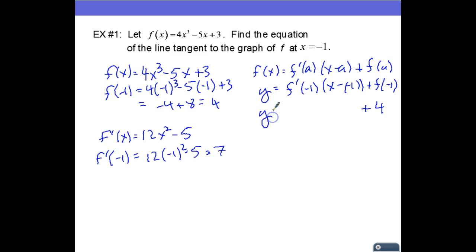So we have y equals, and f prime of -1 is 7 times, and instead of saying x minus -1, we'll just write that as x plus 1. And there is the slope of our tangent line at the point x equals -1.